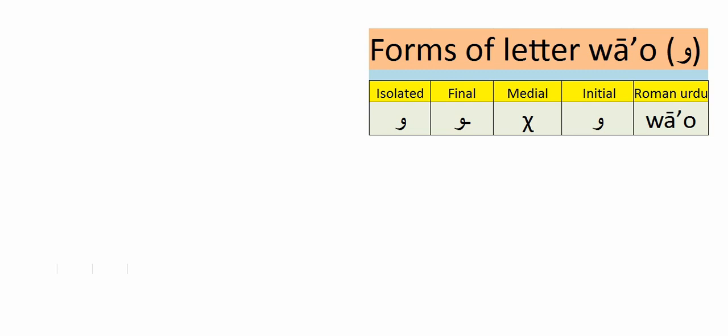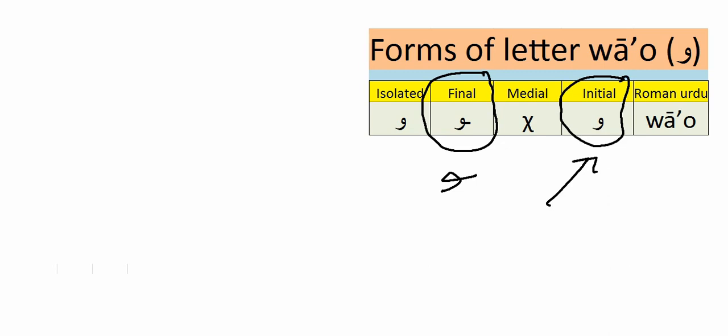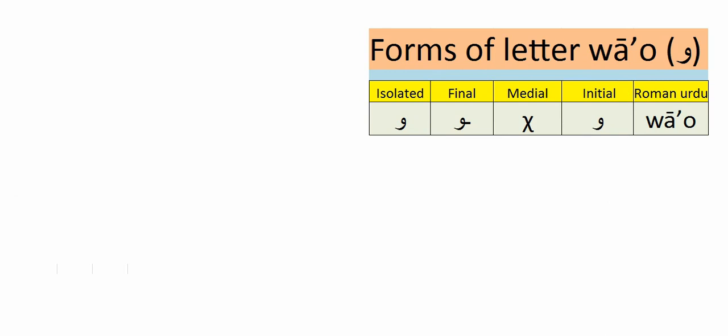One is initial, at the start of any word, waw we can write in this form, while the second one is the final waw, which we can write in this way. At the end of any other letter we can attach waw in this shape. But middle waw we don't have. Letter waw between two letters we cannot use, so that's why it is crossed here. It means nothing, we are not using waw in the middle.